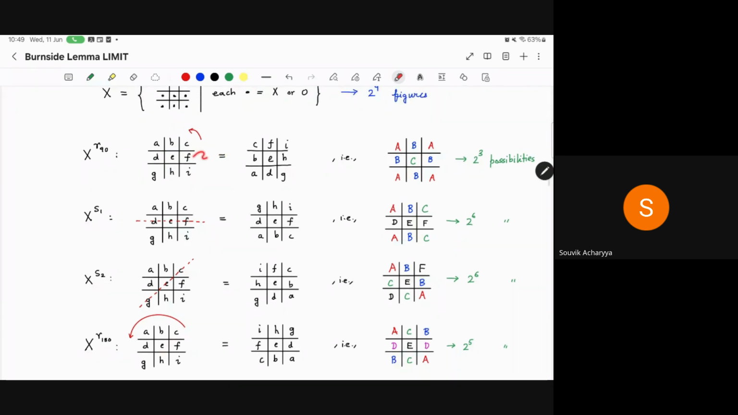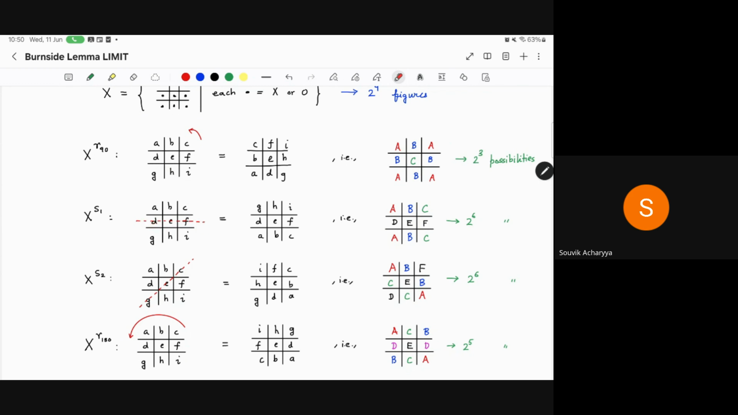And if you want them to be equal, the 4 outer ones must have the same color. The 4 middle ones must have the same color, and the center can be any other color. So again, there are 2 cubed possibilities. Again, I'm talking about colors, but what I mean is knots and crosses. So there are 2 cubed possibilities, 2 for each of them. This is for rotation by 90 degrees. Rotation by 270 is exactly the same, just the other way around.